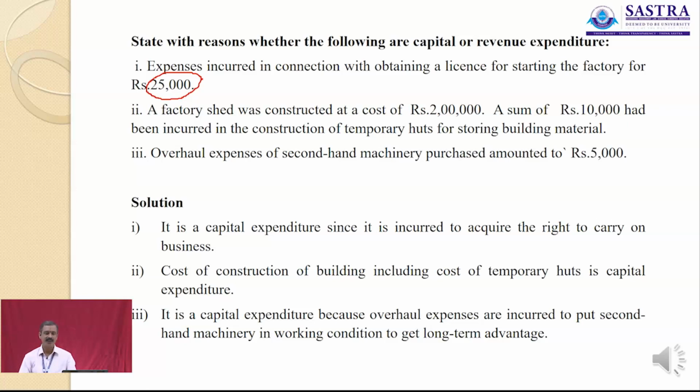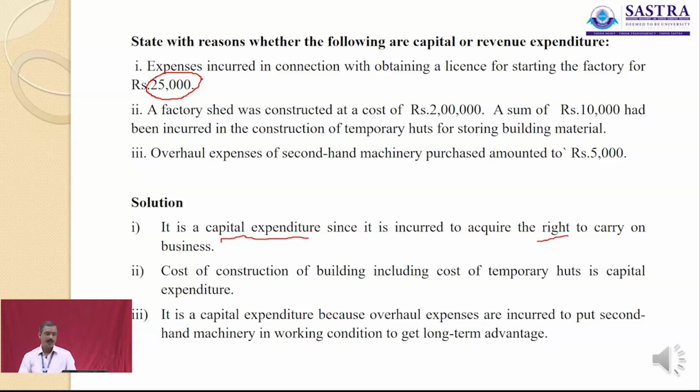See, as you know pretty well, this is spent one time to start the factory operation and also to obtain a permanent license. So such permanent expense will increase the revenue earning capacity of the business, so that it is a capital expenditure since it is incurred to acquire the right to carry on business. This is the reason we have stated now.